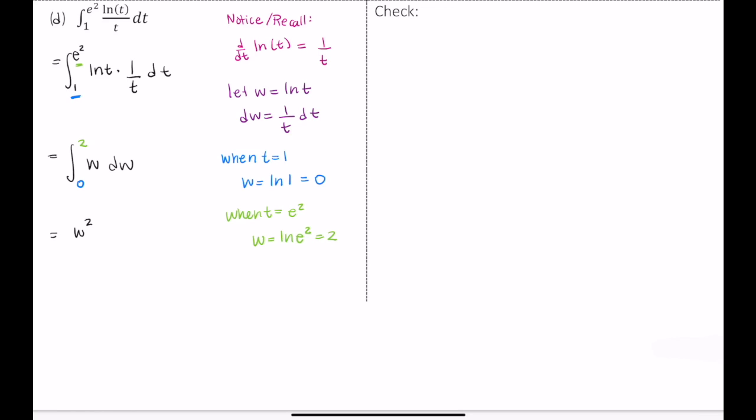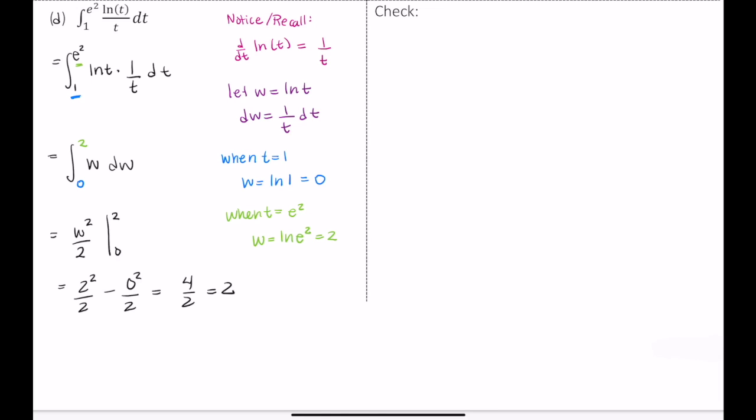That's w squared over 2 from 0 to 2. So this just becomes 2 squared divided by 2 minus 0 squared divided by 2. That's just 4 over 2, which is 2.